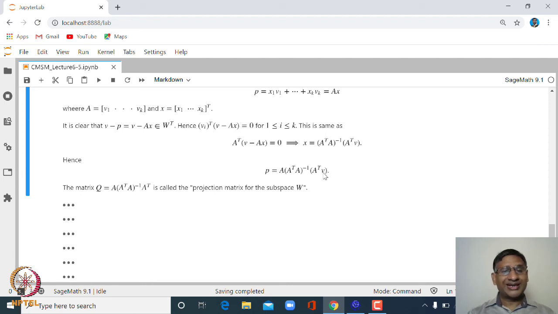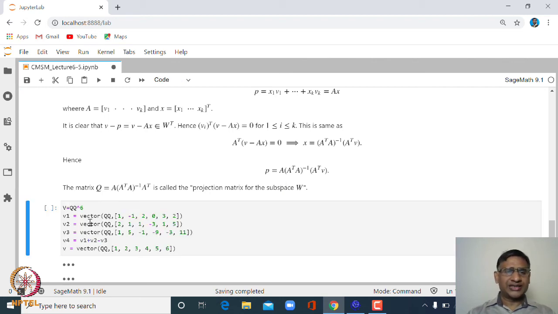So we have obtained an expression for orthogonal projection of a vector onto a subspace W. All you need to do is obtain this matrix A, whose columns are the basis vectors of W, right. So let us look at an example.